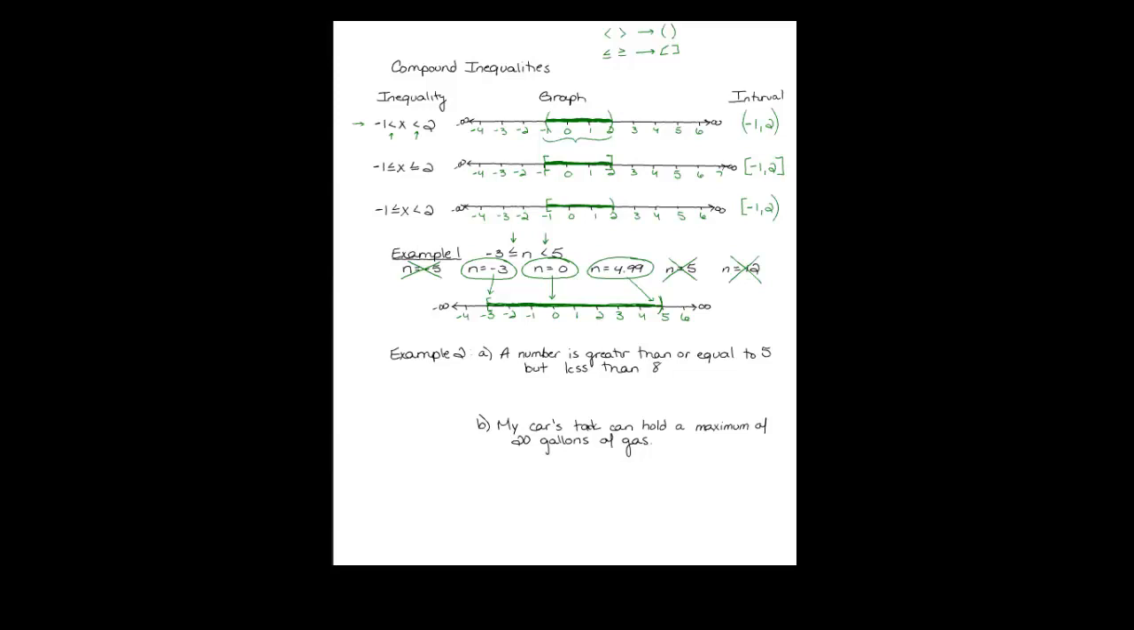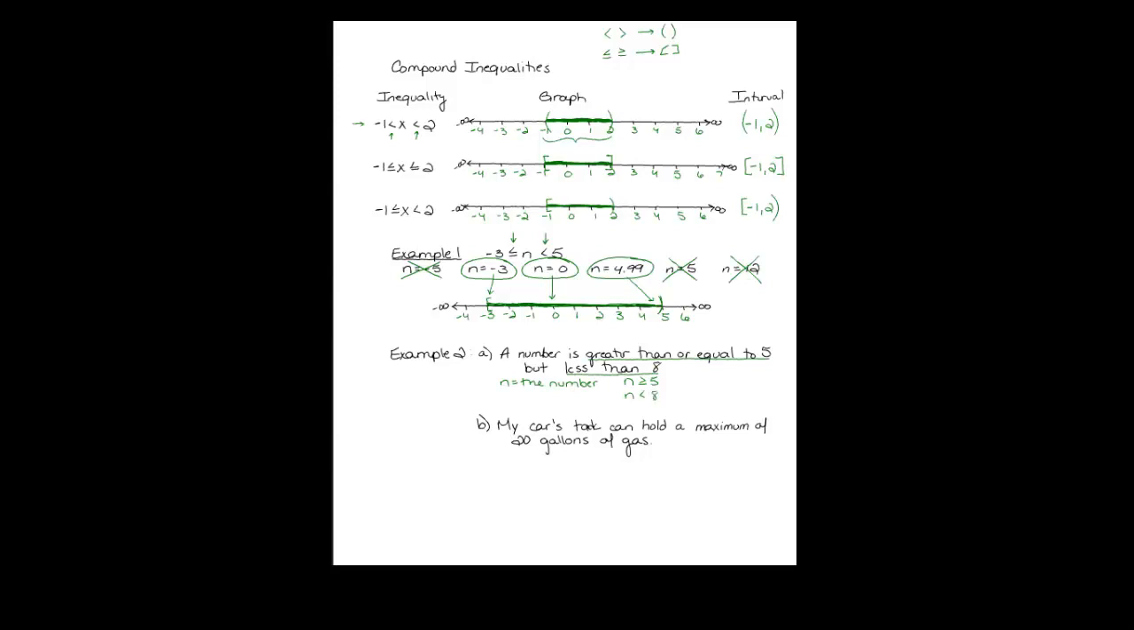Moving on to example number 2, you're asked to write a compound inequality to represent each of these statements. So starting with part A, a number is greater than or equal to 5, but less than 8. So I'm going to let n represent my number. Let's take these two pieces of information and see what we can do with it. A number is greater than or equal to 5. So n is greater than or equal to 5, but less than 8. So n has to be less than 8.